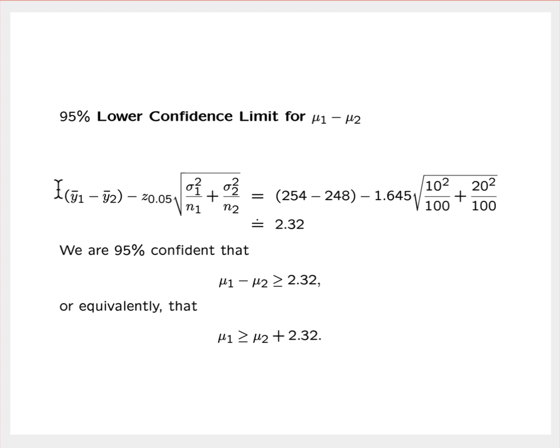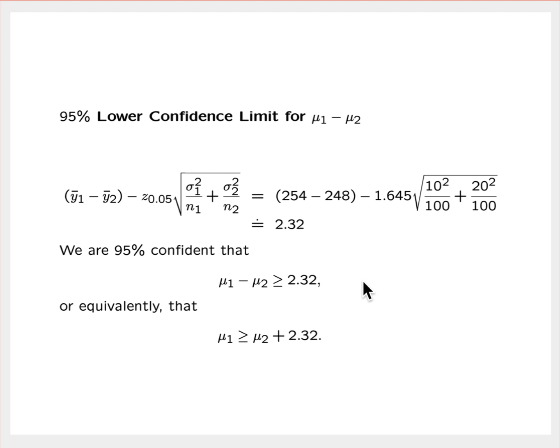So first of all, we're going to construct a lower confidence limit because the corresponding test was a right-tailed test, so the corresponding kind of confidence interval would have a lower confidence limit. The appropriate confidence level for this lower confidence limit is 1 minus alpha times 100%, 1 minus 0.05, so 0.95 times 100%, or 95%. And so we see here that using the formula given in the notes and performing the calculations, we get a 95% lower confidence limit of 2.32.